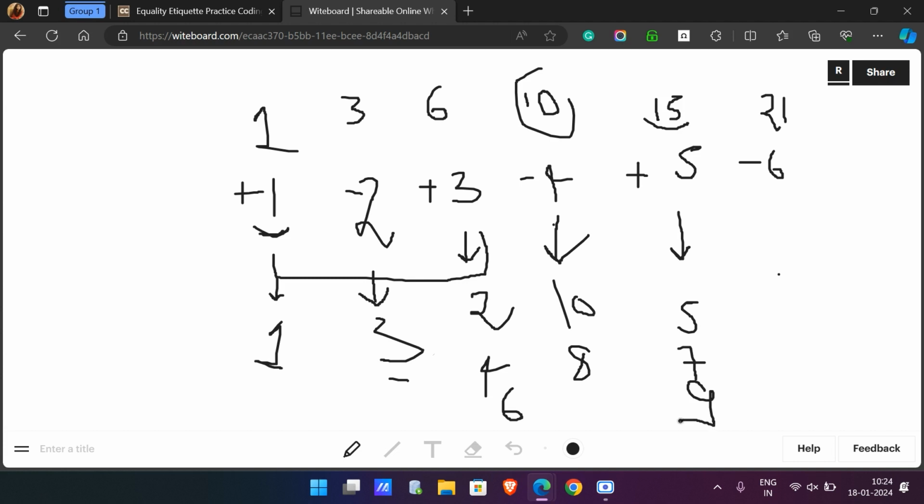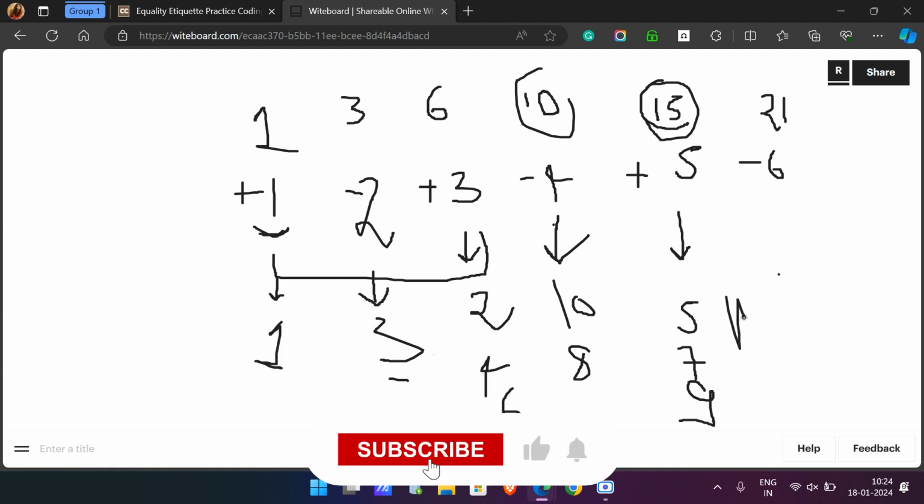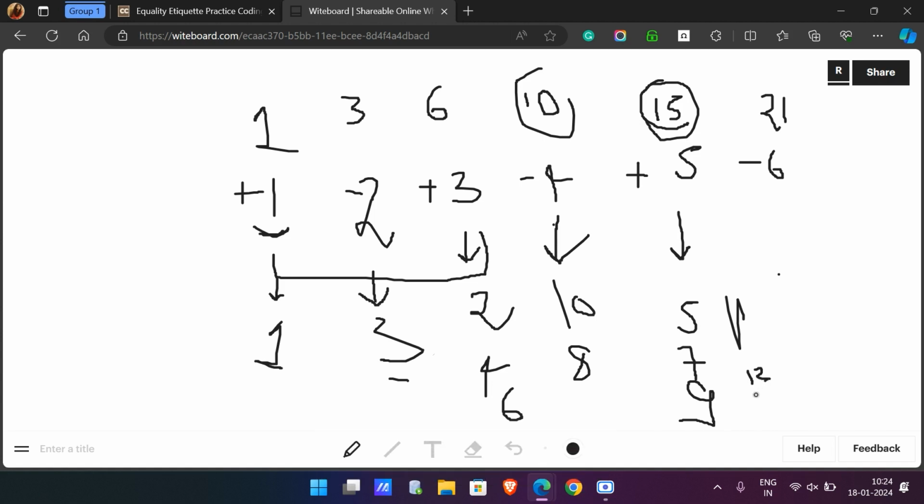9 can also be resolved by this. This can resolve up to 15 because the maximum difference that it can resolve is 15. So 5, 7, 9, 11, 13, and then again 15. This can resolve. So there is a pattern that you could observe.